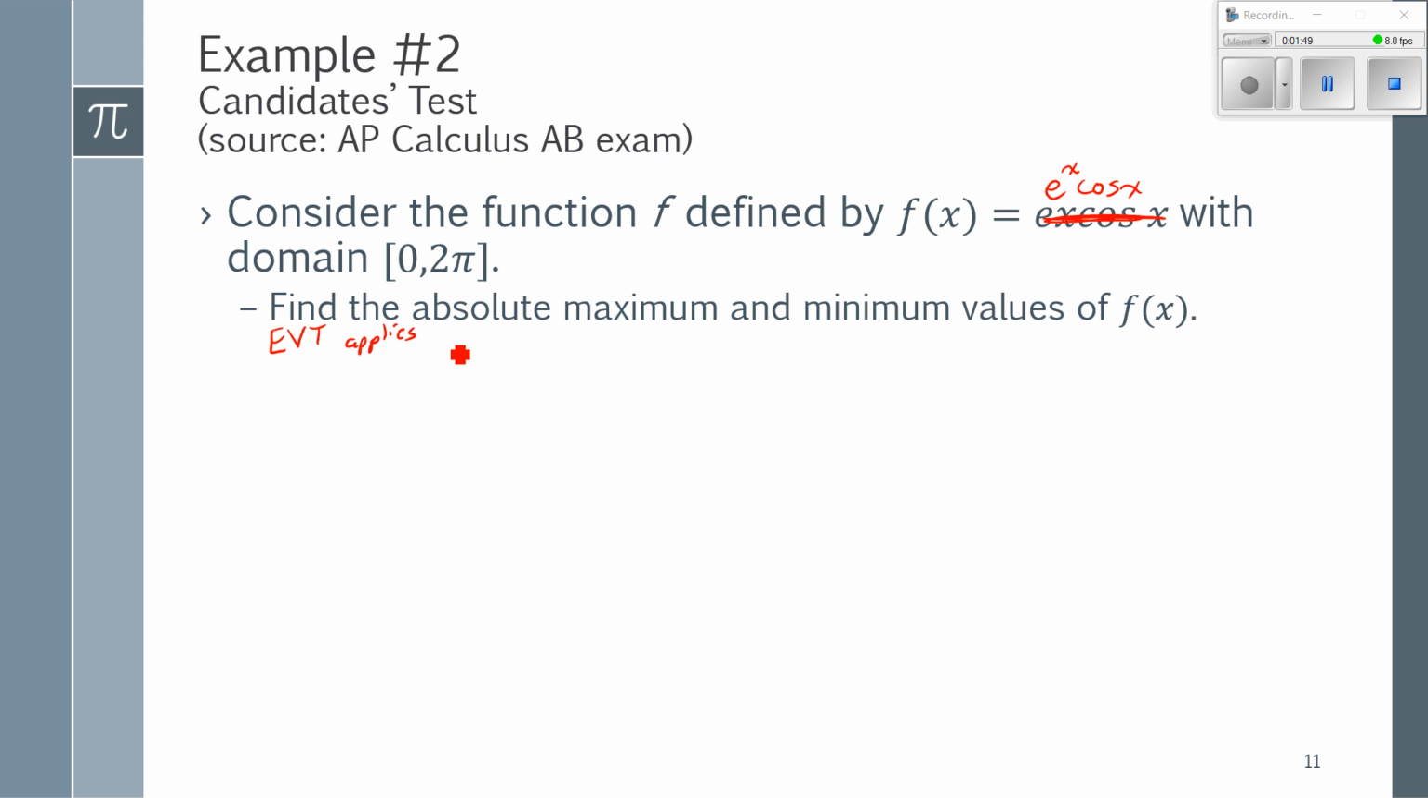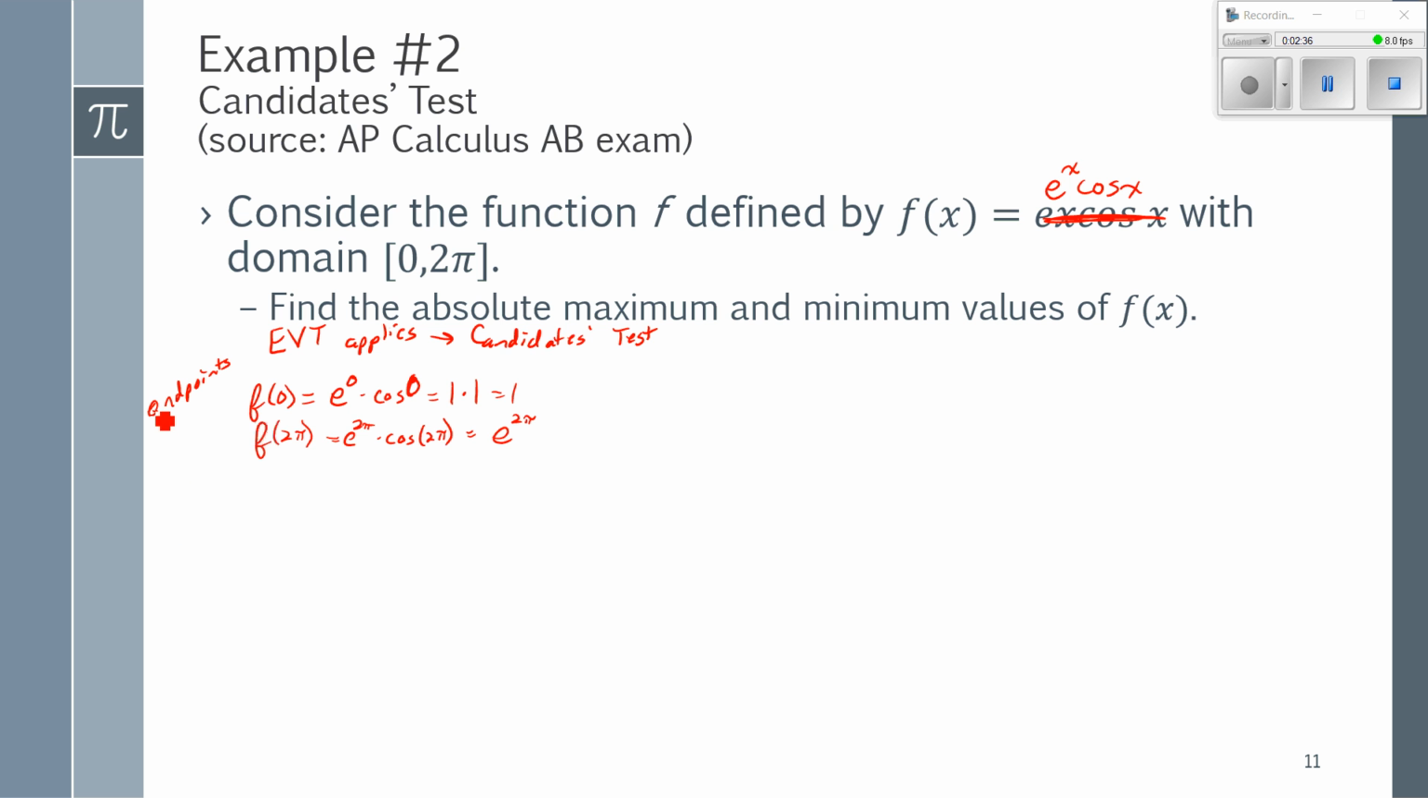So since the EVT applies, I can do the candidates test. So I need to know the function values at the endpoints. So I need to know f of 0, which would be e to the 0 times cosine of 0. Now e to the 0 is 1, cosine of 0 is 1, so that's 1. f of 2 pi would be e to the 2 pi times the cosine of 2 pi. I have no idea what e to the 2 pi is, but the cosine of 2 pi is 1, so this is going to be e to the 2 pi, which I know is going to be bigger than 1. So those are my endpoints.